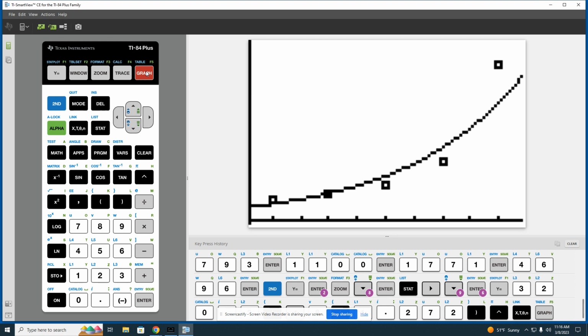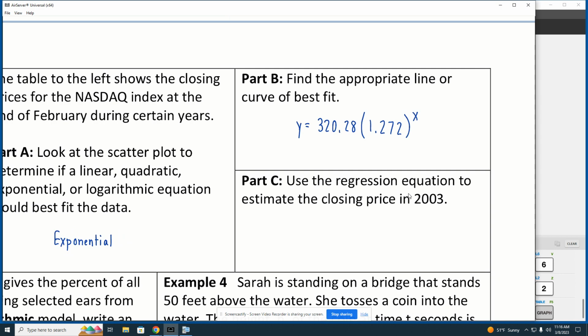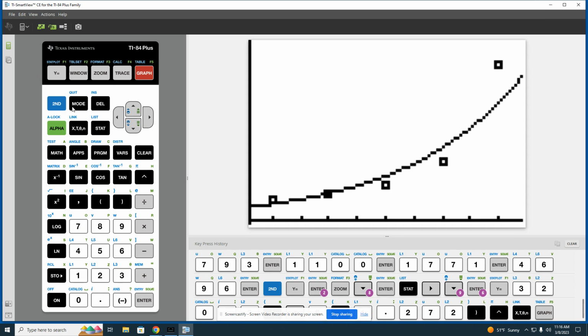Now, there's a couple problems I don't love about this. It didn't go up as steeply and quickly as I would have liked, but that's the equation it ran. So I'm going to trust it, okay? Now, last thing is predicting. It wants me to predict the closing price in 2003. Always be careful with this. What did we set our x values? Years from. So what will I be plugging in? I'll be plugging in 13. Be careful with that. A lot of times people forget that, and it gets all messed up.